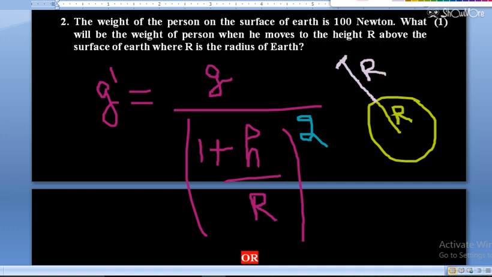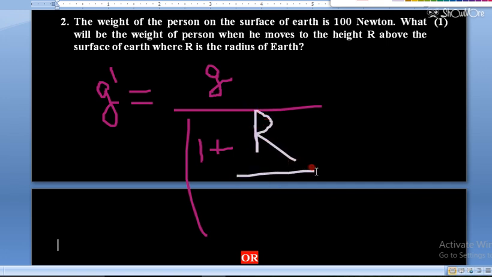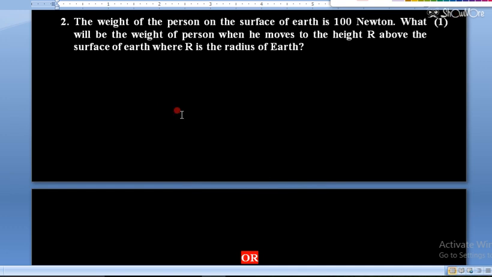Now I am going to solve this question. This formula will be used. So in place of h, we place r. So this is r by r whole square. r and r will cancel out, and it will result in 1. So 1 plus 1 is 2, and 2 square is 4. So finally you can say g dash, the acceleration due to gravity at that particular height, is equal to g by 4.